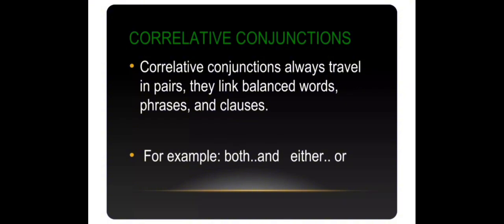It means that they are used with words, phrases and clauses. For example, we could say both and, either or, neither nor, not only but also. These are examples of correlative conjunctions, and they are used in sentences. For example, not only the student but the teacher is also present at the auditorium. So this is an example of a correlative conjunction.